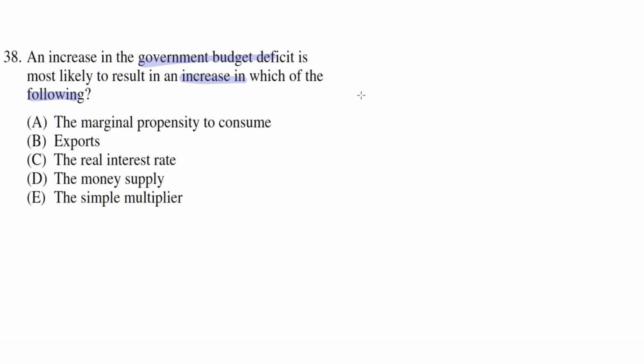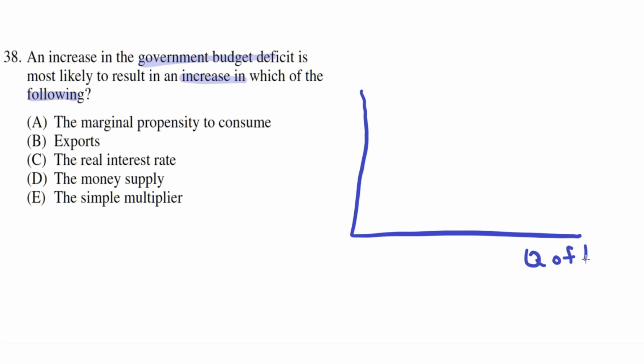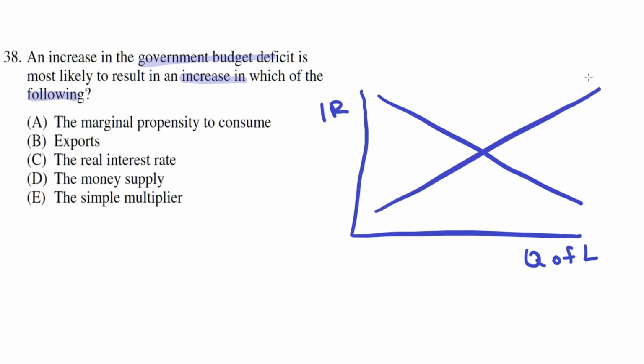So to highlight this, let's first draw a loanable funds market graph. For this graph, the x-axis represents the quantity of funds, or quantity of loans, and the y-axis represents the real interest rate, which we'll represent as IR. In this graph, there are two curves. The upward sloping curve represents the supply of loanable funds, which we'll write as supply of loans, and the downward sloping curve represents the demand for loans.